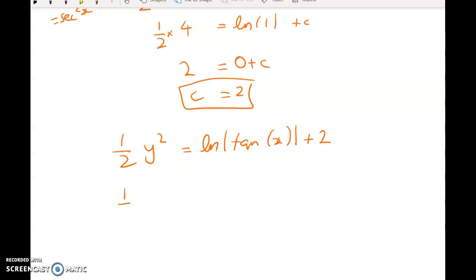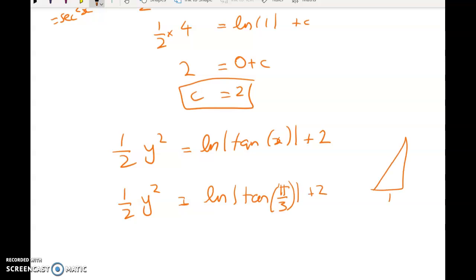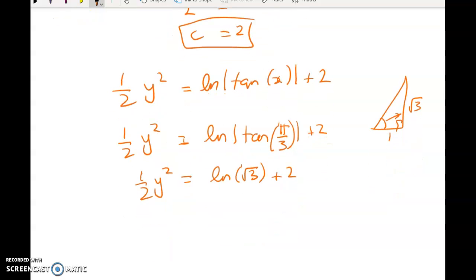Now we've got to find y. So we've got half of y squared is equal to the natural log of tan of pi on 3 plus 2. And here's my little triangle with pi on 3 in it. So it's this angle here. So we've got a half y squared is equal to the log of root 3. We can remove the absolute value signs now because we've got a positive number, plus 2.